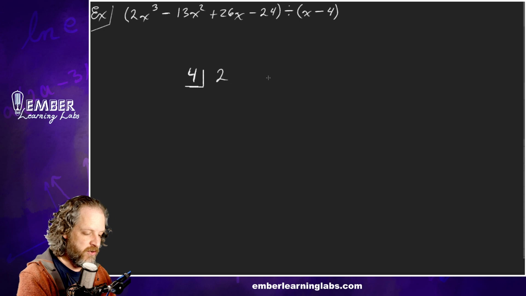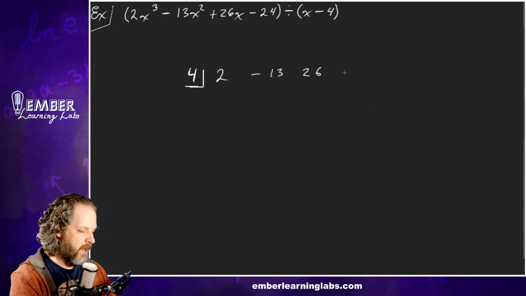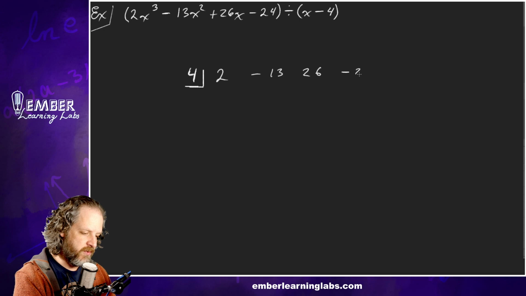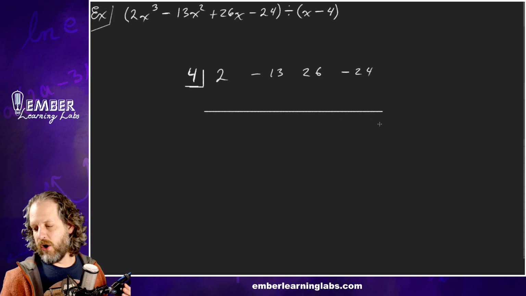So we're going to do 2, -13, 26, and -24. Then we're going to leave a little space and put a line under the whole thing.